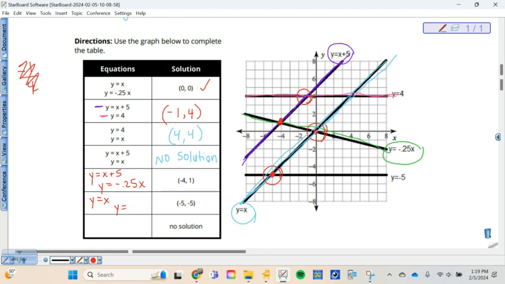Y equals negative 5. What about two lines that don't have a solution? I know these two don't: y equals x plus 5 and y equals x. Are there any others that have no solution? Y equals negative 0.25x and y equals negative 5. Do we agree with Anthony? No. Why not?